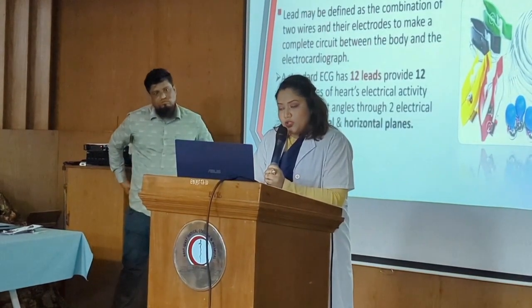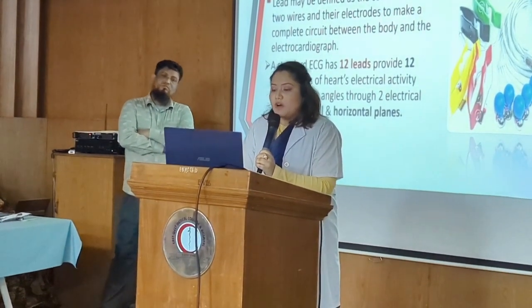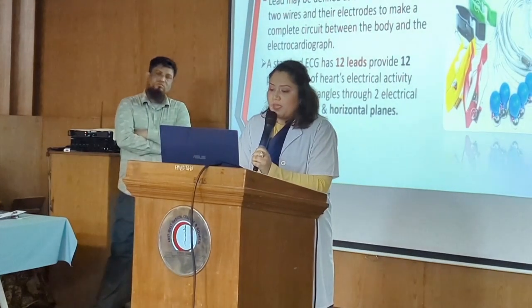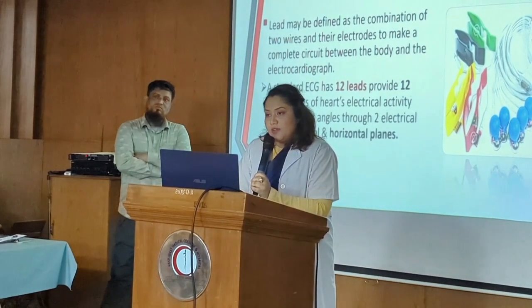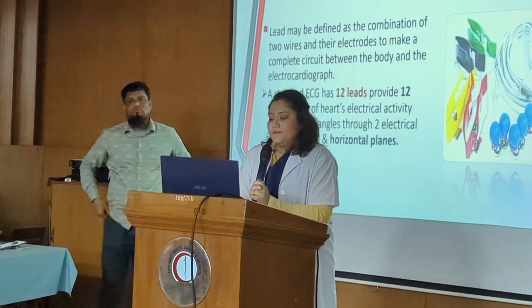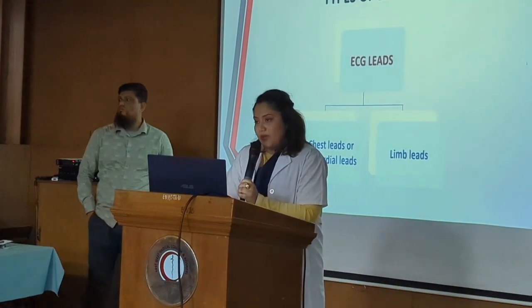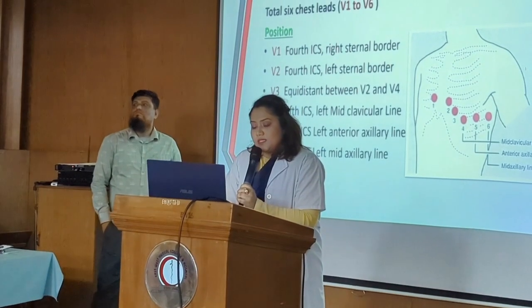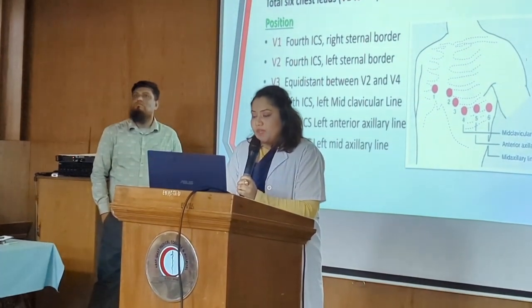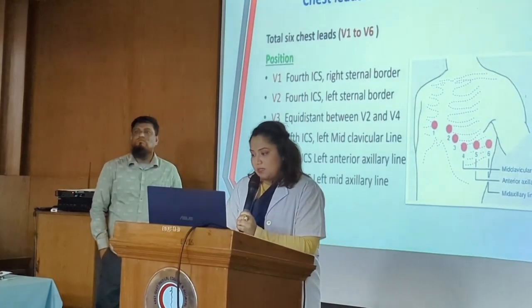Now comes the most important topic, that is ECG leads. A lead may be defined as the combination of two wires and their electrodes to make a complete circuit between the body and the electrocardiogram. Our standard ECG has 12 leads. ECG leads in broad heading can be classified into two types: chest leads or precordial leads, and limb leads. In ECG, we have 6 chest leads, V1 to V6, and this diagram is showing all the positions of the chest leads.